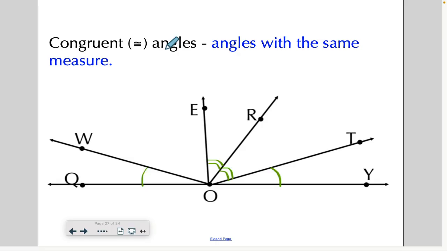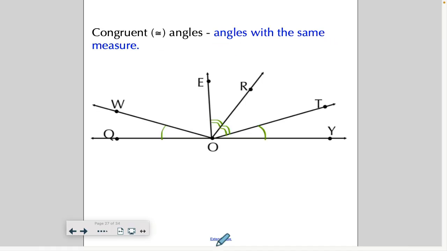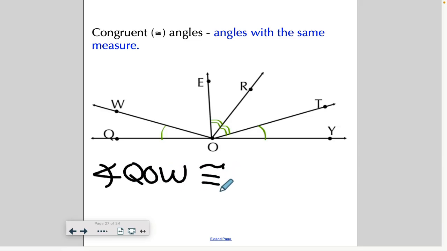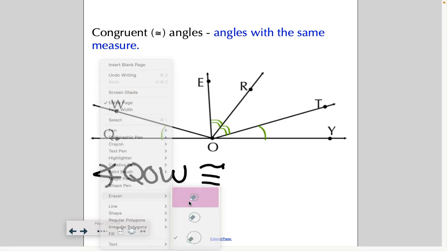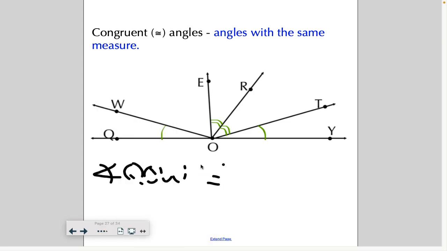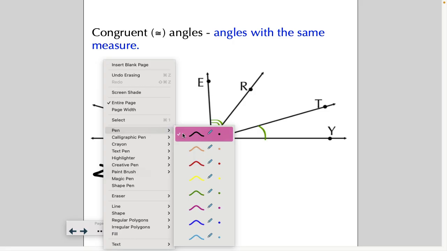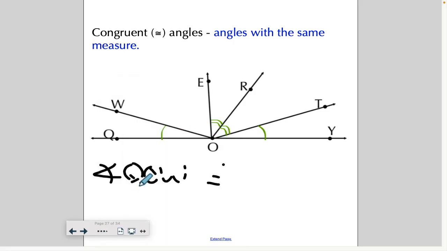And how we mark them is kind of important. So angle QOW. Sarah, who is angle QOW congruent to? That's a bad congruent symbol. That looks better. Angle TOY. I was hoping they would do angle TOY, because they have these marks here.